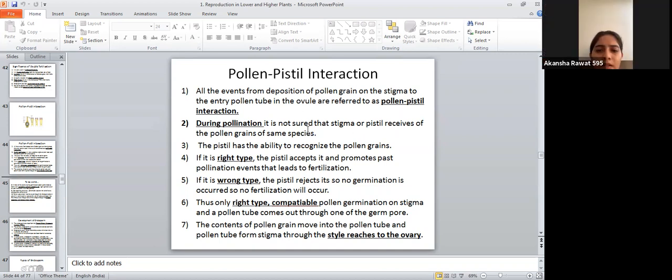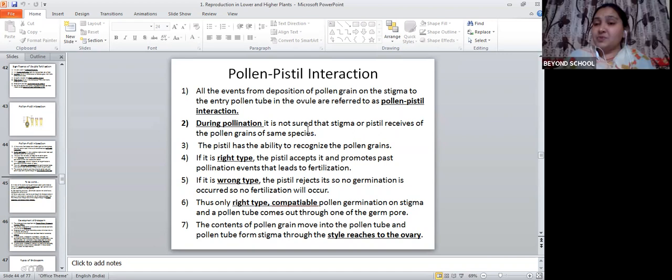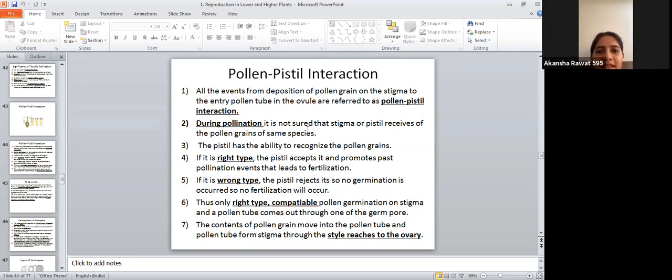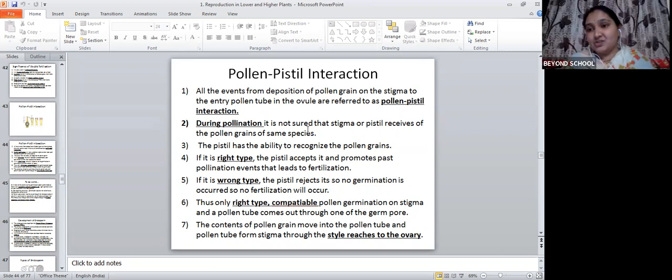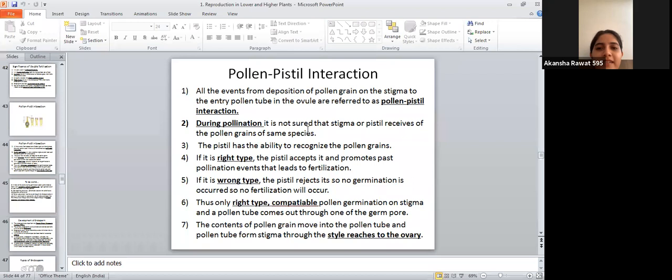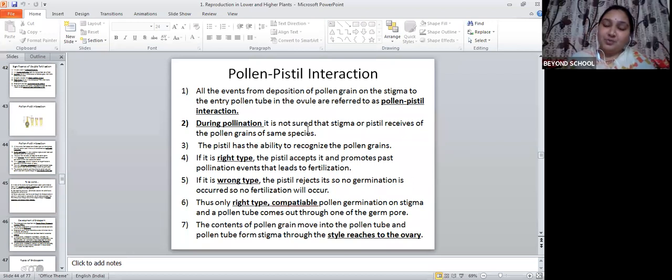Before starting pollen pistil interaction, I told you about the relationship, the comfortability and compatibility between the pollen grain and stigma. Understood? Because it is necessary to know each other. Then and only then the pollen grain is going to get deposited and the pollen tube is going to be released, right?